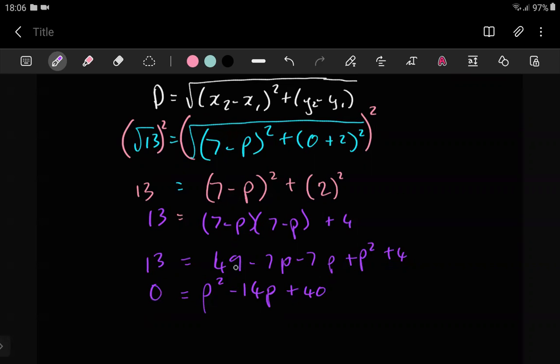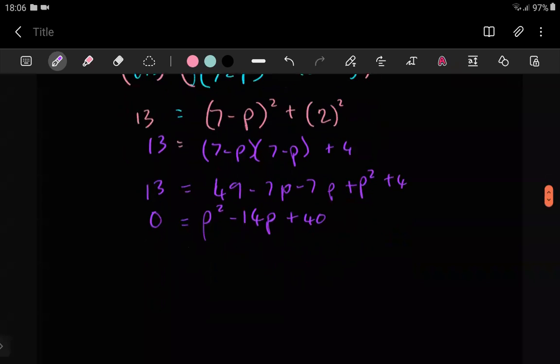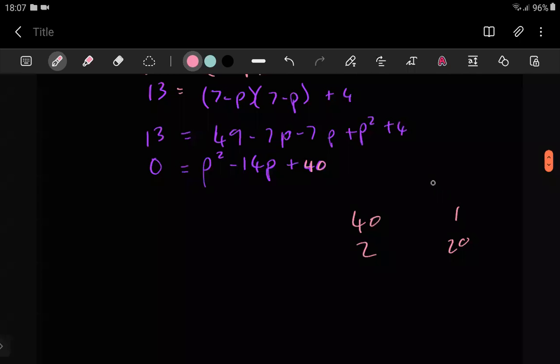We just said 49 plus 4. That's 53. If we subtract 13 when it goes over to the other side, we're going to end up with a 40. Now, this one we have to be careful. Factors of 40 that can give us a 14. There's 40 and 1, 2 and 20. This one is a bit tricky. It's also a bit odd.